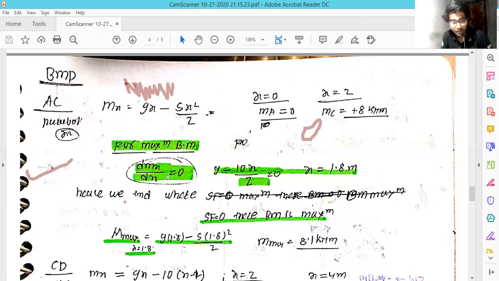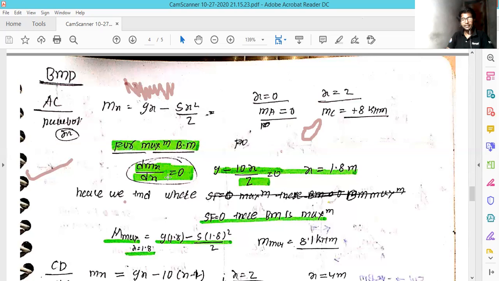So here, if you differentiate this equation with respect to x, it will become 9 minus 5, where the 5x terms with the 2 cancel each other. So this is going to be the equation. If you find out the value, you will get 8.1 Newton meter, and from this equation as well you can find out the x distance.